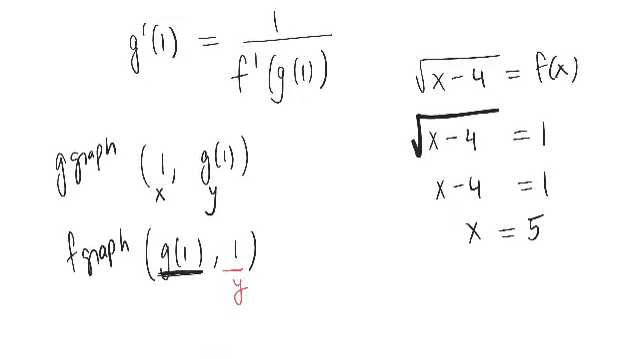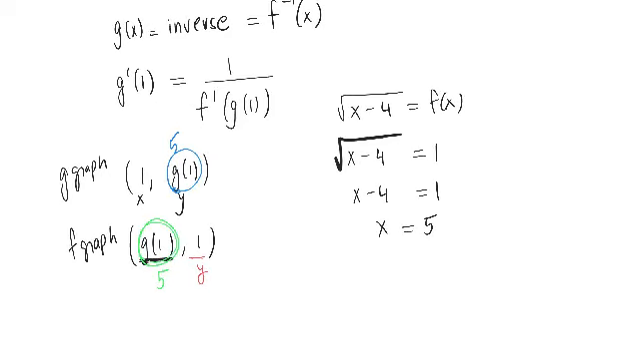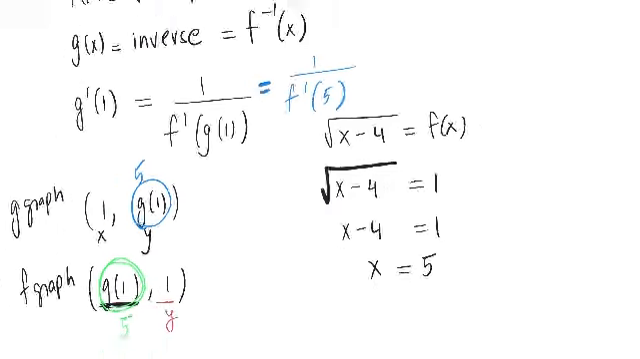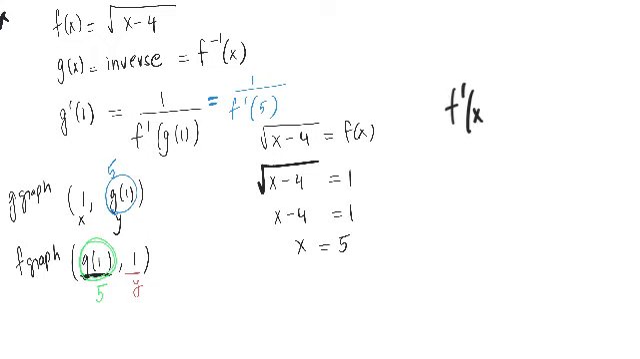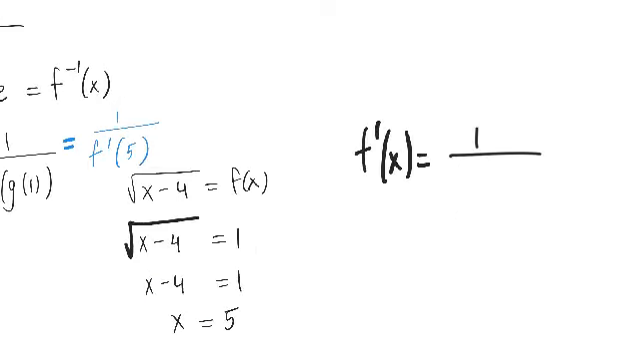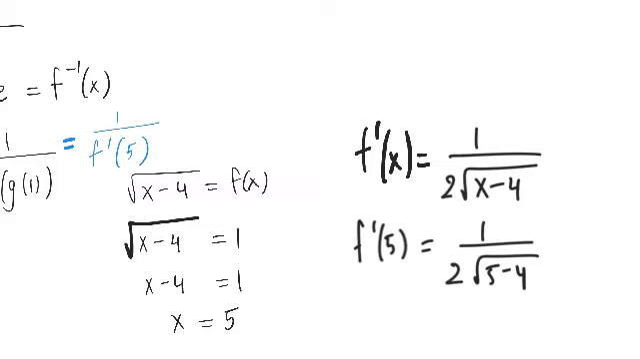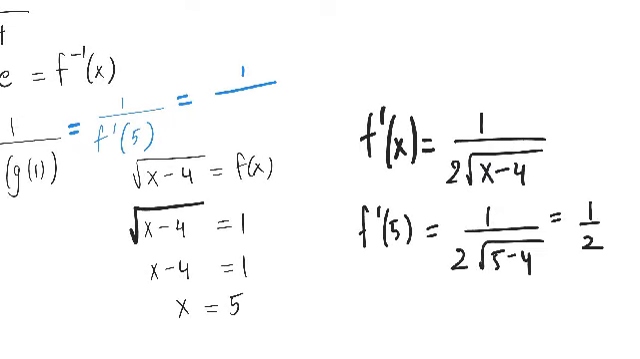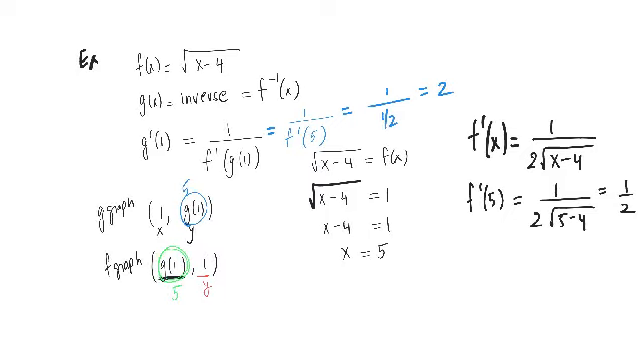So that means that this number here on the f graph is 5, which means that the y value on the g graph is 5 when x is equal to 1, right? So then I can come back to my equation, and I can just do 1 over f prime of 5. Now for f prime of 5, I have to first find f prime of x. And for f prime of x, I'll use a chain rule, and I'll get 1 over 2 rad x minus 4. Then I'll do f prime of 5, 1 over 2 rad 5 minus 4, which is 1 over 2. And my final answer here will be 1 over 1/2, which is equal to 2. Okay, so that is example 4.